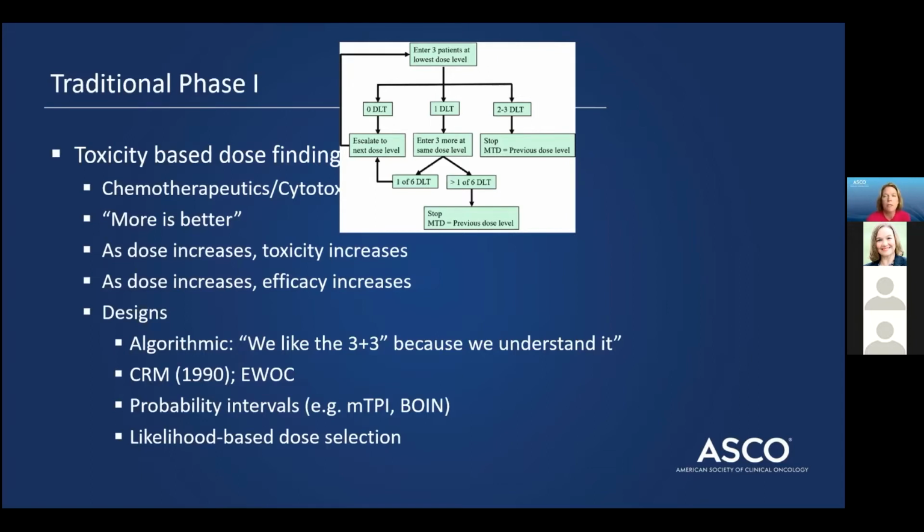where either 3 or 6 patients are treated at each dose level. In 1990, the very important, seminal approach, the continual reassessment method, was introduced by John O'Quigley and others. Later than that, the EWOC design was introduced, which represents escalation with overdose control. Other methods have been based on probability intervals for doses, the mTPI and the BOIN designs, and likelihood-based dose selection.